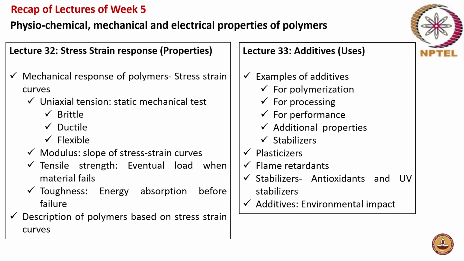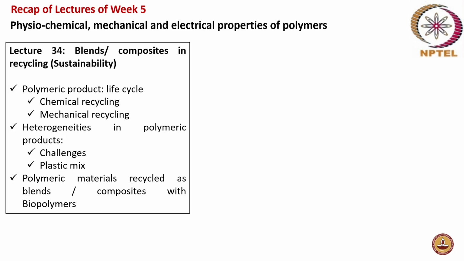And then there was detailed discussion on plasticizers, flame retardants, stabilizers, especially the antioxidants and the UV stabilizers, right? What are the impacts of the additives on the environment? Because these are again small molecules and they are capable of diffusing in and out. So they'll definitely have an impact when they come in contact with air, water, or soil, right? So these were also discussed in lecture 33. Lecture 34 was on blends and composites in terms of sustainability, especially in terms of recycling.